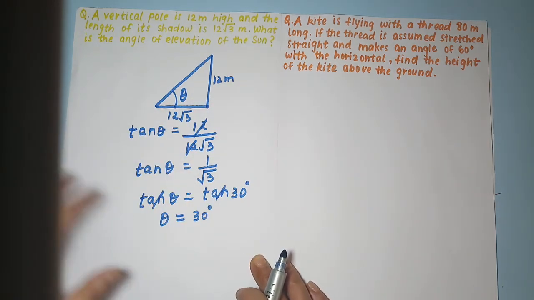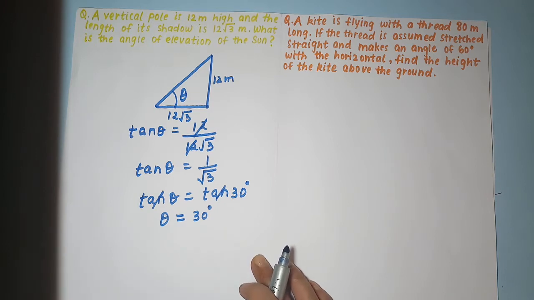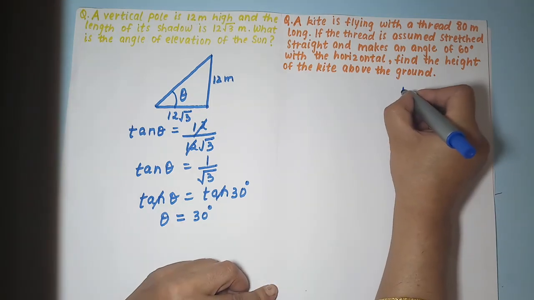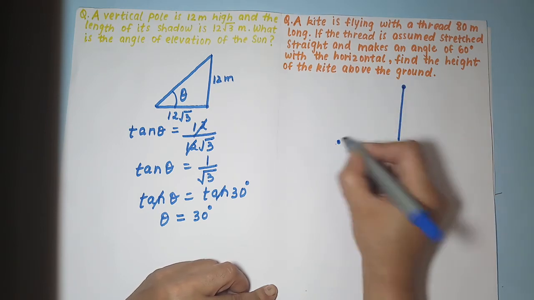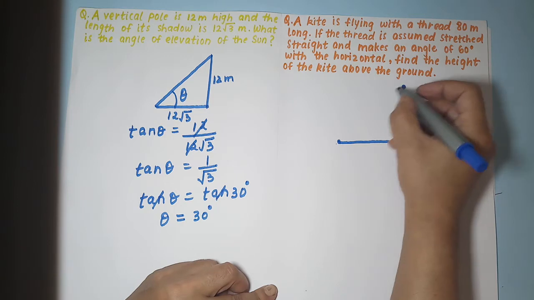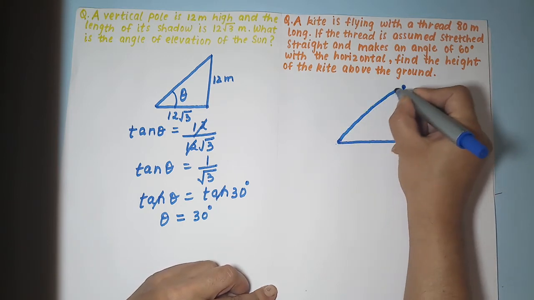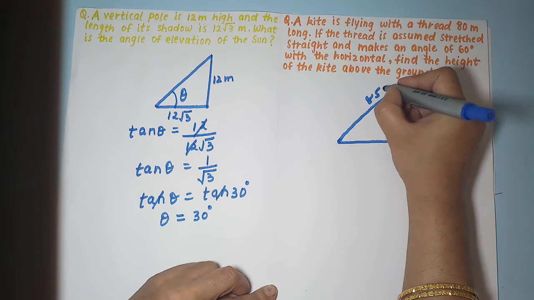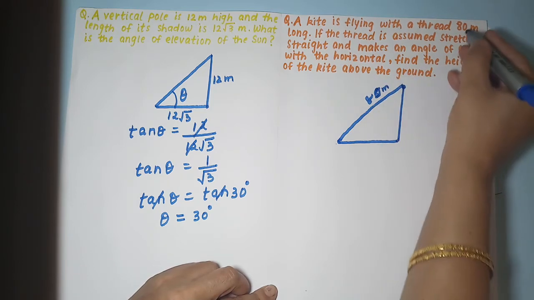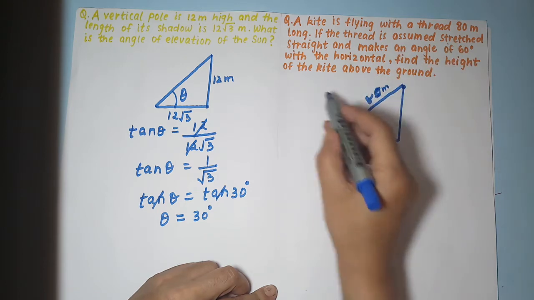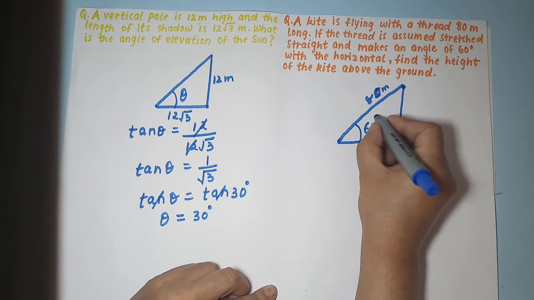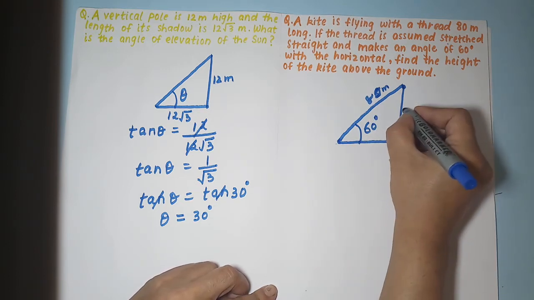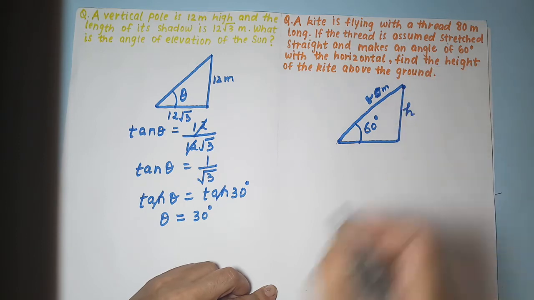Now, the next one. He is saying that a kite is flying with a thread 80 meter long. So, let's assume that we have a kite here and there's somebody who is holding the string here and the string is 80 meters long. If the thread is assumed stretched, it's straight and makes an angle of 60 degree with the level ground, with the horizontal, find the height of the kite. How high is the kite from the ground?